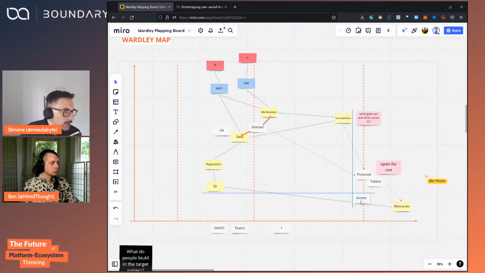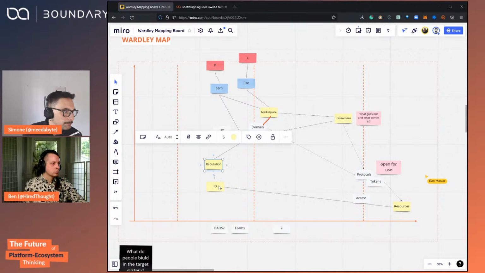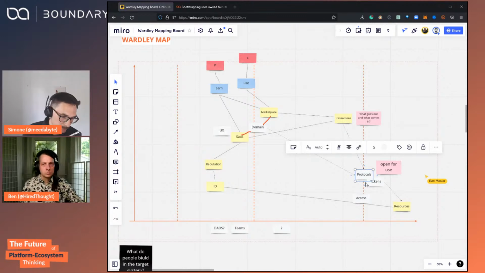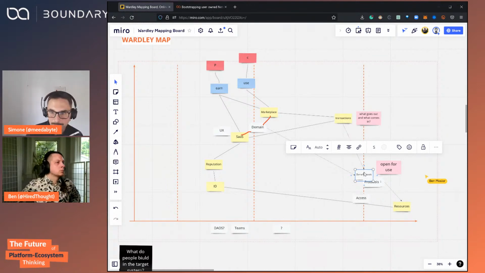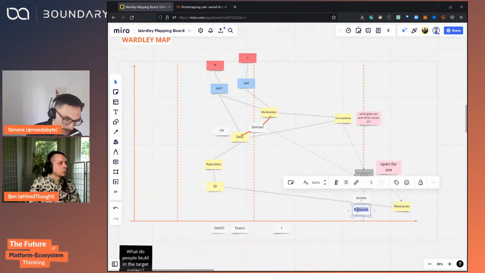And the reputation and the IDs are evolving to become part of, I would say, more general protocols that are not domain specific. So here maybe we can say domain-specific protocols, while the identity and the reputation are more cross-domain, right?